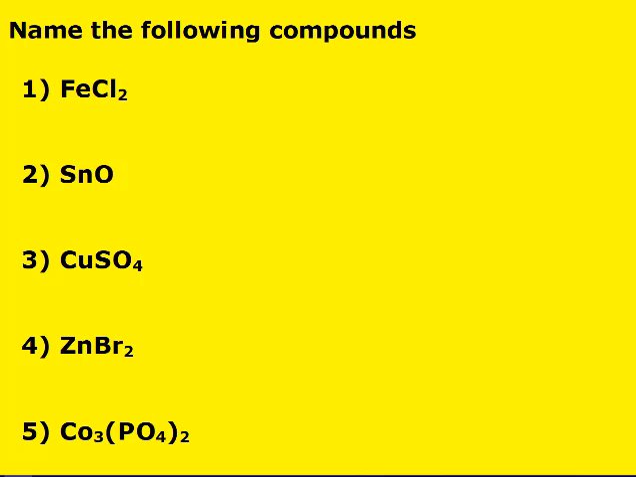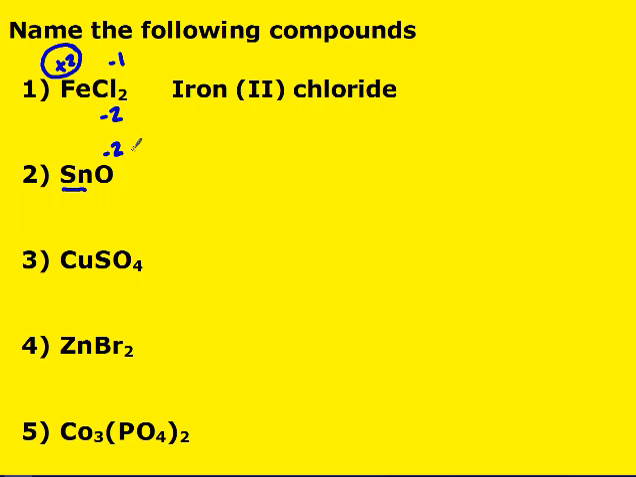So for this first one, iron was not in group 1A, 2A, so chlorine is a -1. -1 times 2 gives me -2, so iron must be a +2. So iron(II) chloride. For the next one, Sn is not in group 1A, 2A, and so on. So I look at oxygen. Oxygen's -2. So tin must be a +2 to cancel it out. So tin(II) oxide.